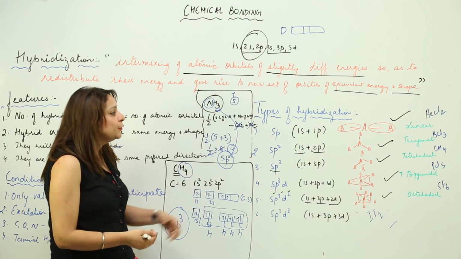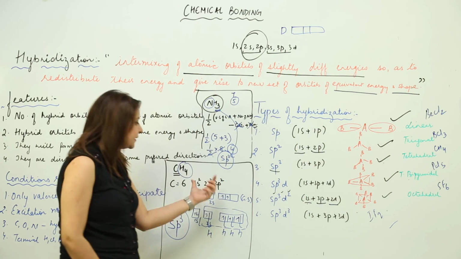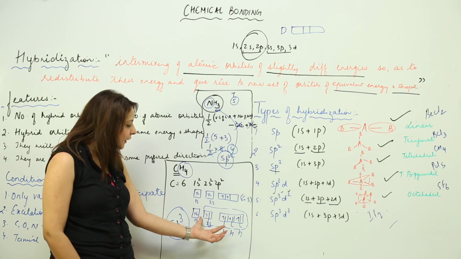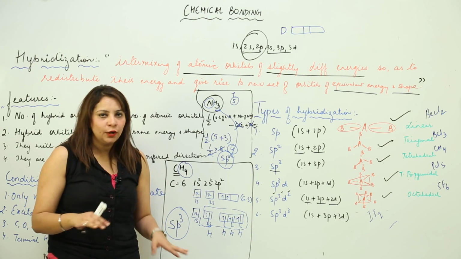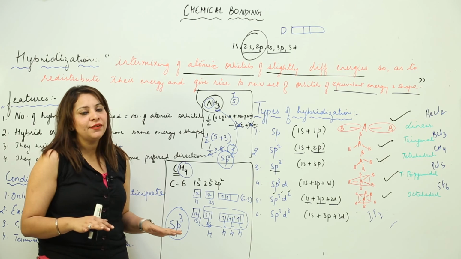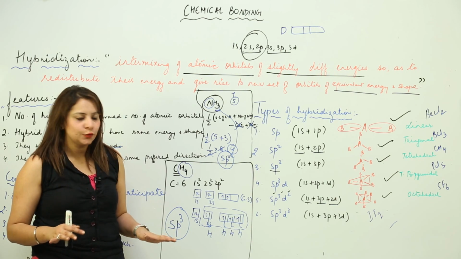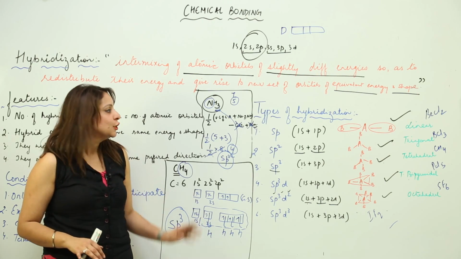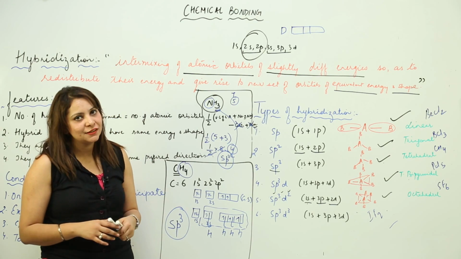What you have to do is pick the central atom, write its ground state configuration, do the excitation if it's possible, and if there is no excitation required, then it is not compulsory that you always show the excitation. Then just combine them with the half-filled orbitals. So this is how we are going to perform the hybridization.